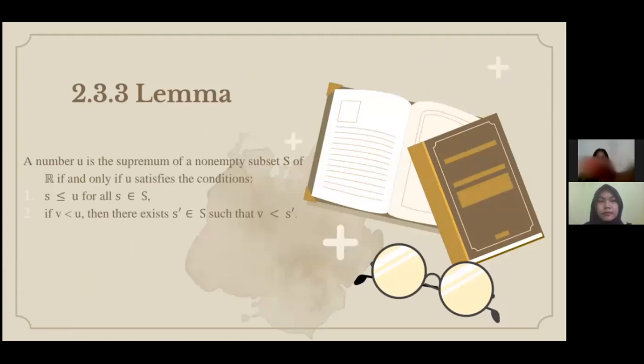Lemma 2.3.3. A number u is the supremum of a non-empty subset S of real numbers if and only if u satisfies the conditions: first, s ≤ u for all s in S. Second, if v < u, then there exists s' in S such that v < s'.